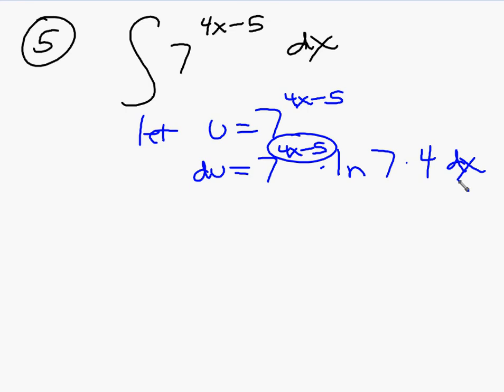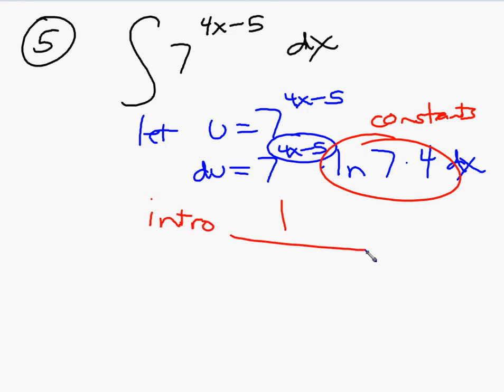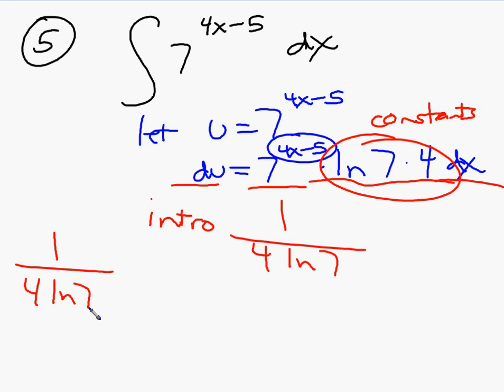Now, you might be thinking, well, that's kind of messed up because it doesn't represent everything. But wait a minute. These things right here are just constants. So guess what? We just need to introduce 1 over all this mess. 1 over 4 natural log of 7. And then the du does cover it all. So it's just 1 over 4 times the natural log of 7 times the integral of du, like our last two problems. And we will stop there for today.